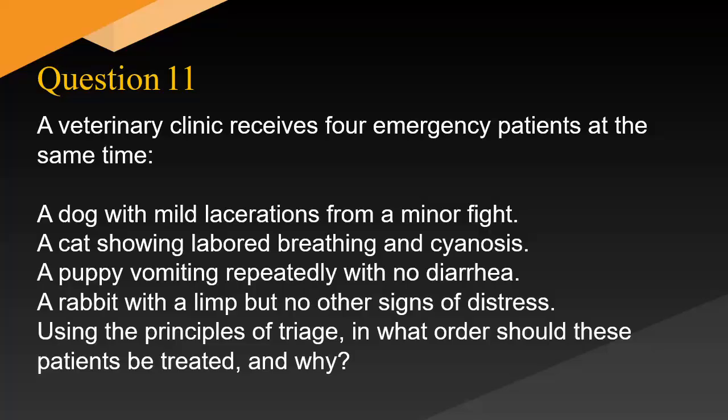A veterinary clinic receives 4 emergency patients at the same time: a dog with mild lacerations from a minor fight, a cat showing labored breathing and cyanosis, a puppy vomiting repeatedly with no diarrhea, a rabbit with a limp but no other signs of distress. Using the principles of triage, in what order should these patients be treated and why?